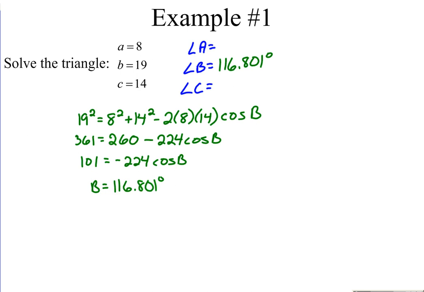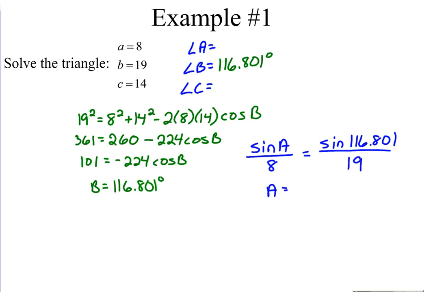So next we would want to solve for angle A. The sine of A over 8 equals, the only ratio we know now is for B, sine of 116.801 over 19. Multiply by 8, take the inverse sine. We get angle A to be 22.075.